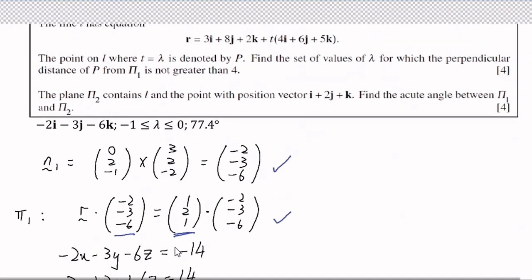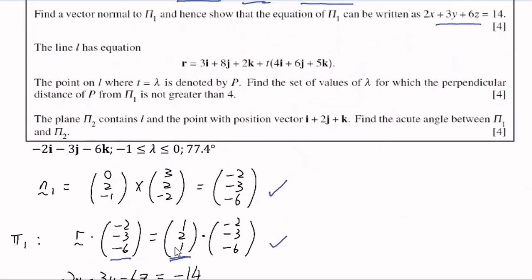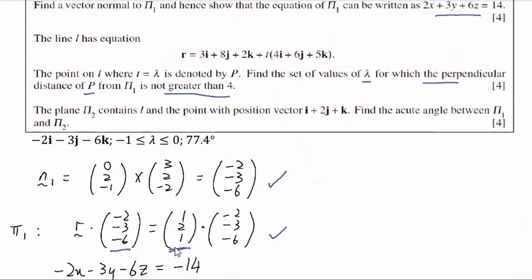Okay, so we can show. In the next part, we have another line here. Line L has this equation. At the point on L where t equals lambda, the point is denoted by P. Find the set of values of lambda for which the perpendicular distance of P from pi1 is not greater than 4. So this is to look at the distance from this point P to the plane.